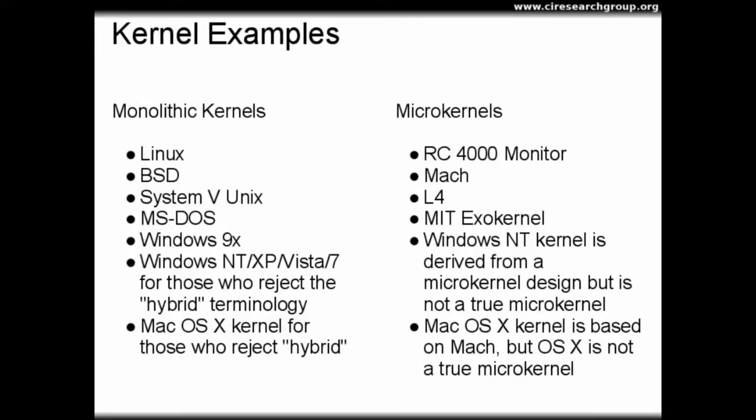In terms of microkernels, the RC4000 monitor kernel would have been the earliest. However, there have been plenty of other examples, including Mach, L4, the MIT exokernel project, and the idea, at least, behind the Windows NT kernel, which was based upon a microkernel design. The same is true of the Mac OS X kernel, since that was originally based on the Mach microkernel. However, those have been heavily modified and now have many properties of monolithic kernels also.